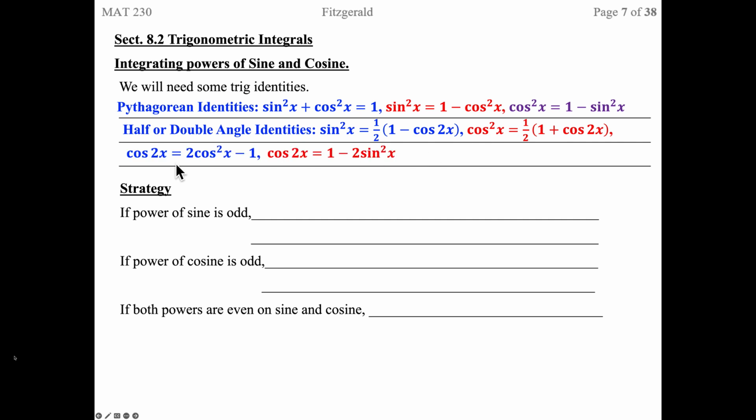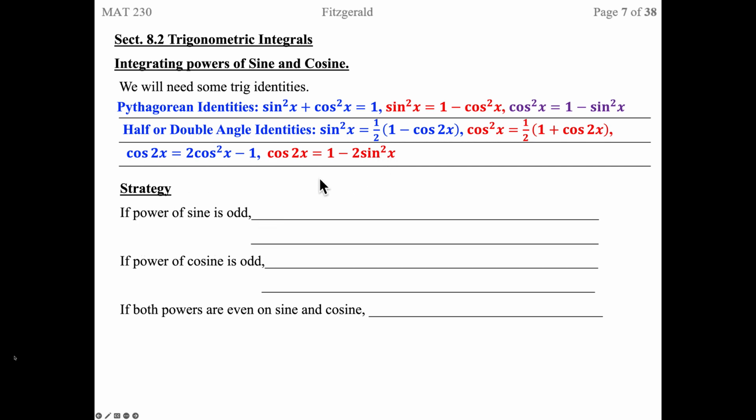We also have some of our double angle identities, which is just basically these same identities, and all I have done is solved and got the cosine of 2x by itself. So there's two versions of it. Cosine of 2x equals 2 times cosine squared x minus 1. Cosine of 2x equals 1 minus 2 sine squared x.